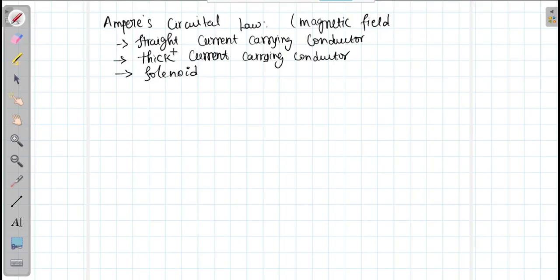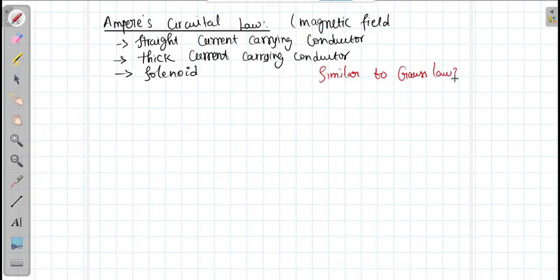See, the straight current carrying conductor is very easy. For the thick conductor we have some derivation, and solenoid also is easy. The similarity is Ampere circuital law is similar to Gauss law.